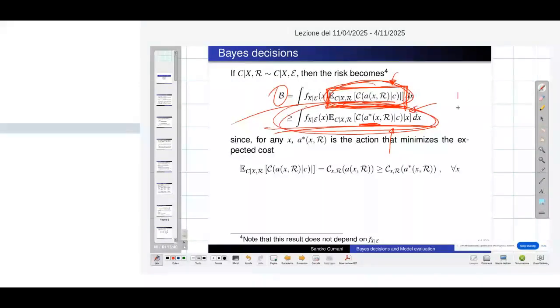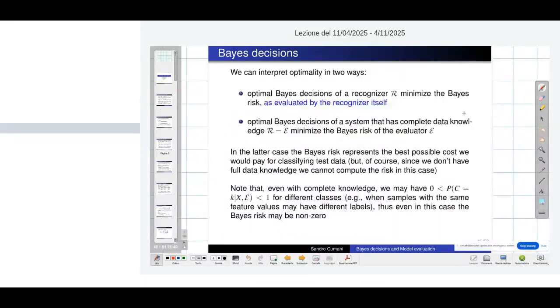This holds when the recognizer and the evaluator are the same. So if the recognizer and the evaluator are the same entity, so they have the same knowledge of the data, then optimal bias decisions from the point of view of the recognizer minimize the bias risk of the evaluator, which tells us what?